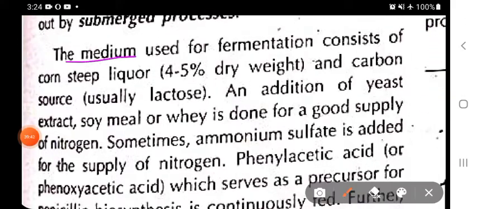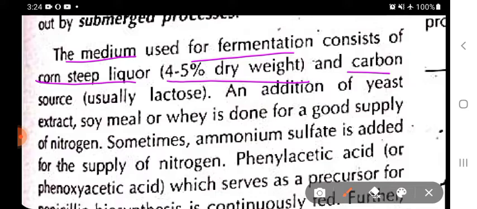Now the best medium for fermentation of Penicillium chrysogenum is corn steep liquor. So we use corn steep liquor at 4 to 5% dry weight, and for the carbon source we usually use lactose for the optimal growth of your Penicillium chrysogenum, because corn steep liquor contains all the essential amino acids needed for your penicillin production, like L-cysteine and L-valine.